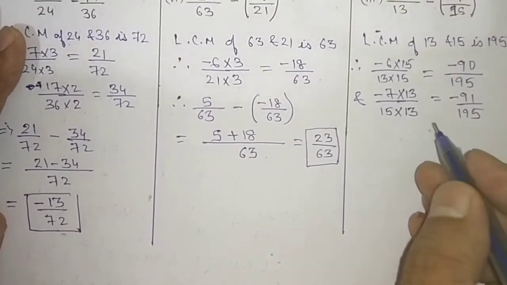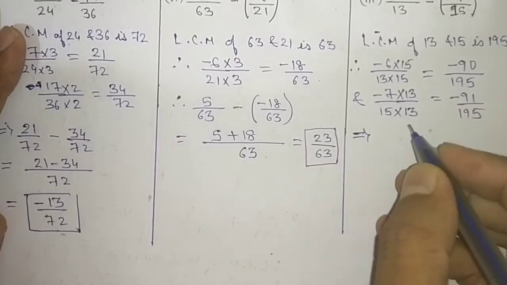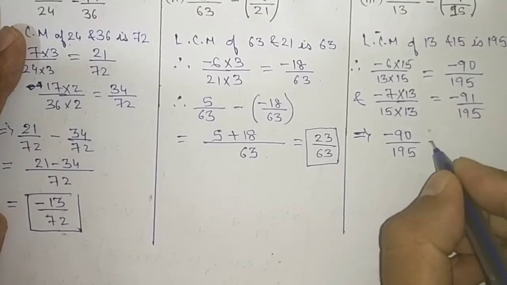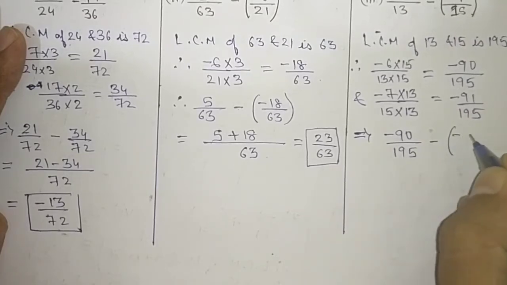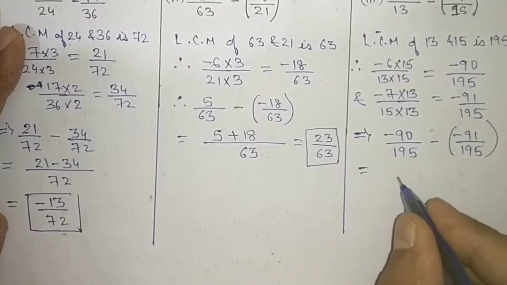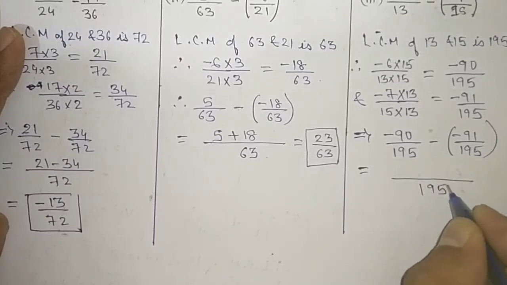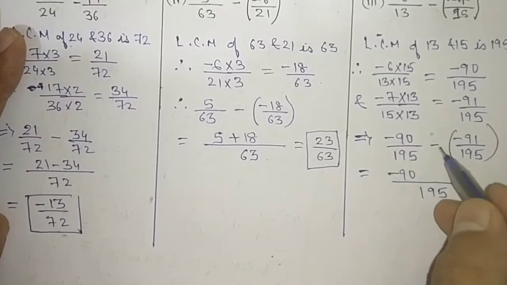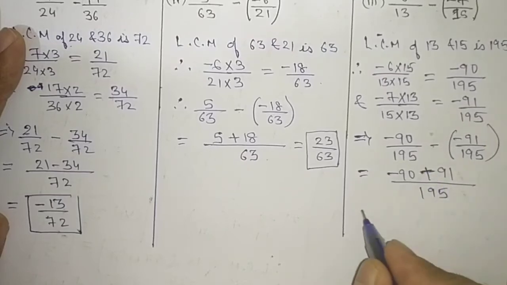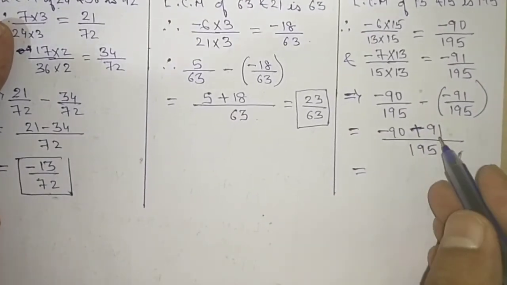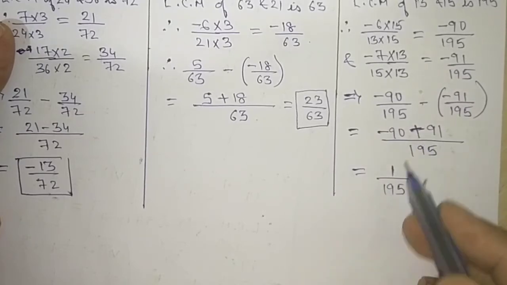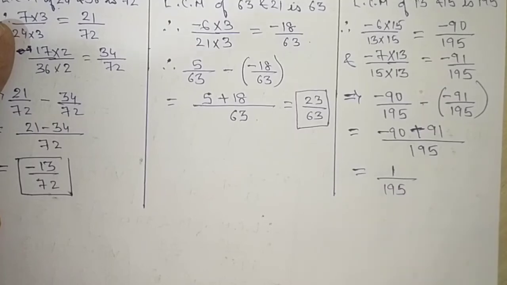Now I will subtract both numbers, so I will write: minus 90 divided by 195 minus of minus 91 divided by 195 is equal to, the denominator will be 195, minus 90, minus into minus will become plus 91. So your answer will be 1 divided by 195, because the plus sign is greater, so the remaining is 1.